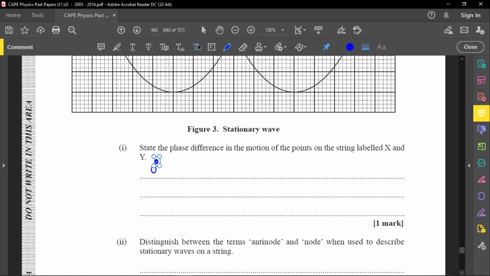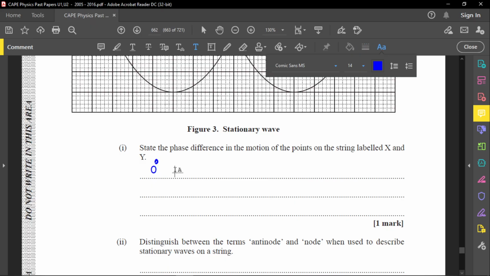All right, and again, the reason for that is because they are in phase. Very important to note that. All right, so let's go to part 2 of this section.